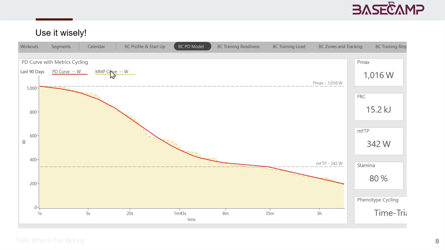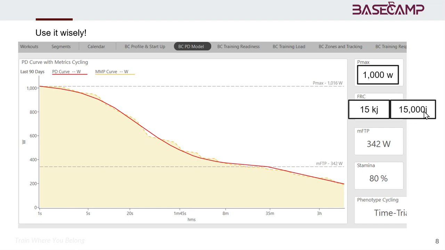demonstrate this, I'm first going to take this performing athlete and round out some numbers. I'm going to take their Pmax and just make it 1,000 watts. So we're going to steal 16 watts from this athlete. Then I'm going to take their FRC and round that to 15. So I'm going to steal 0.2 kilojoules from that. But I'm actually going to do one more step. I'm going to make that 15,000 joules. A kilojoule is 1,000 joules, so I'm just multiplying by 1,000 to get 15,000 joules. Now the reality of Pmax, it's the maximum burn rate.